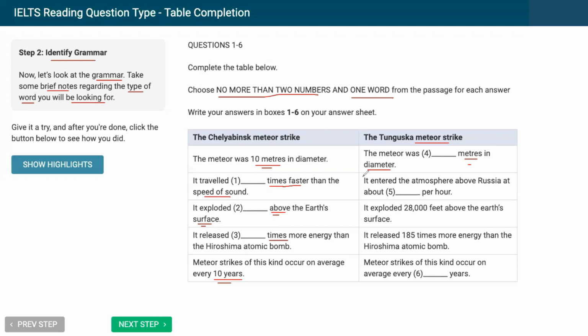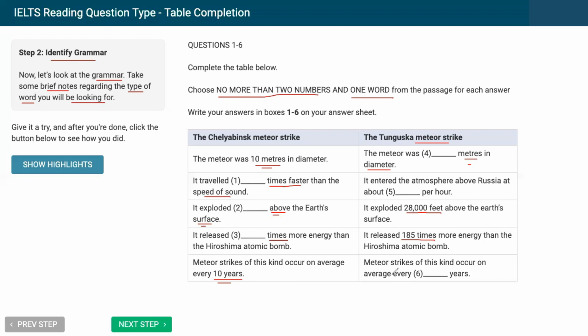Number 5, it entered the atmosphere above Russia at about blank per hour. Again, not surprisingly, we're looking at a number. So it's some sort of speed. Again, it's going to be an amount. And here, 28,000 feet, we see another number. 185 times, we see another number.